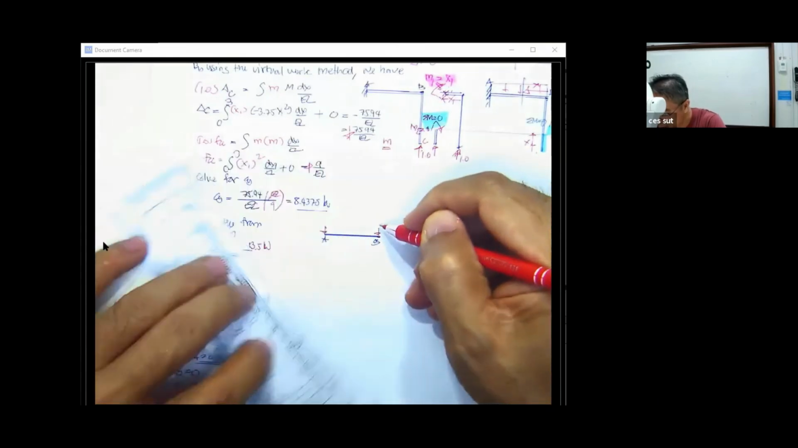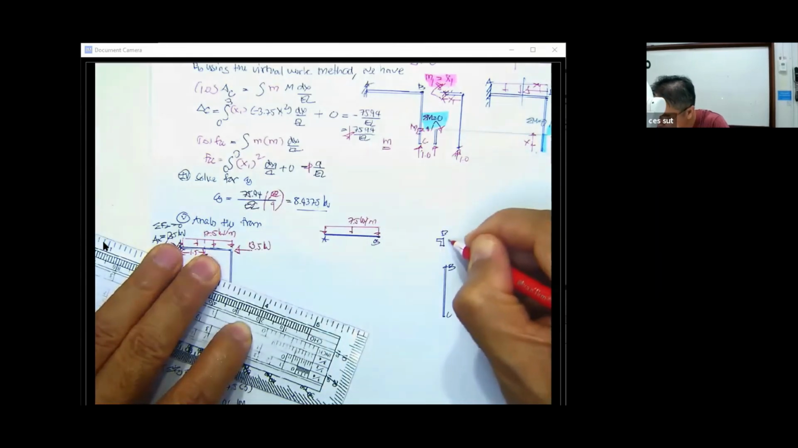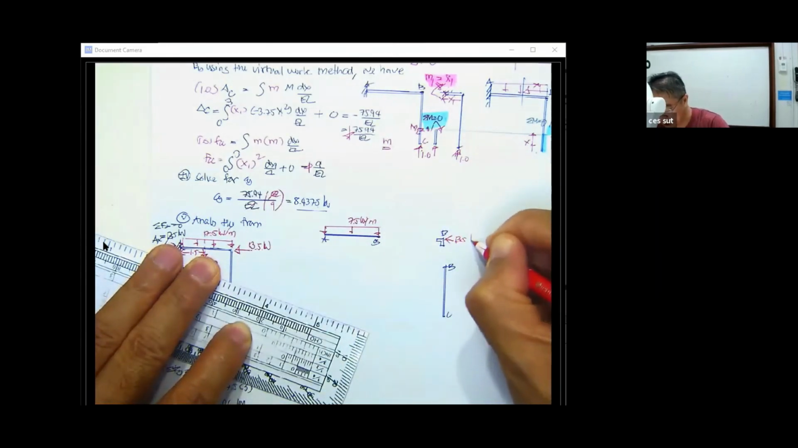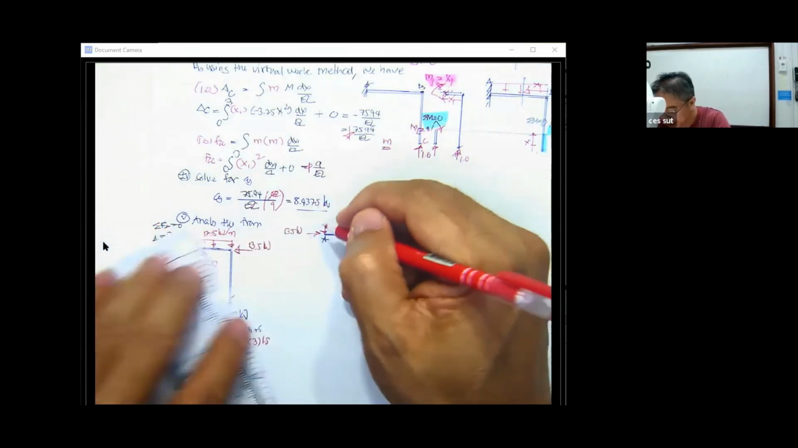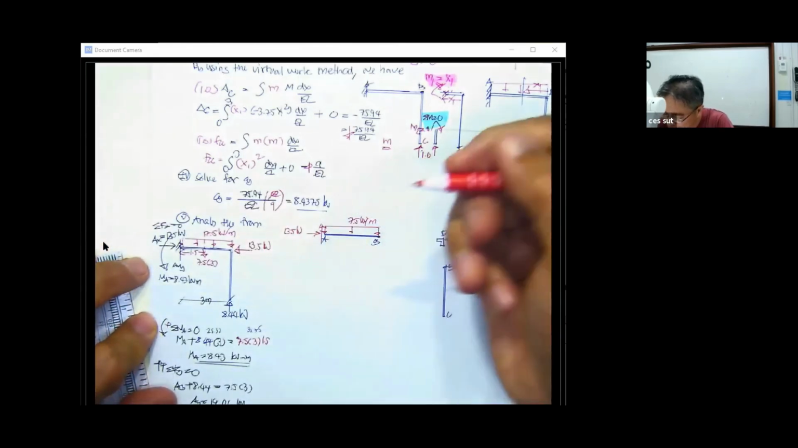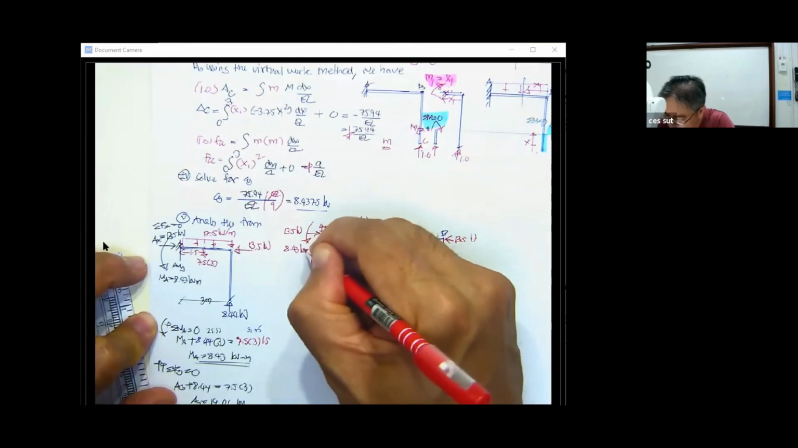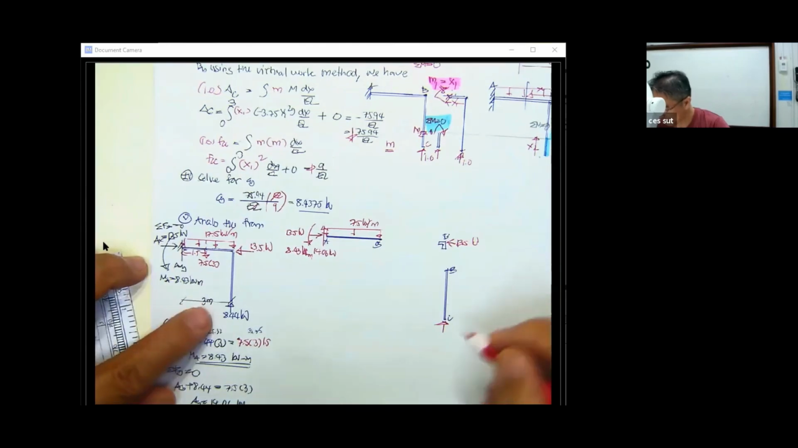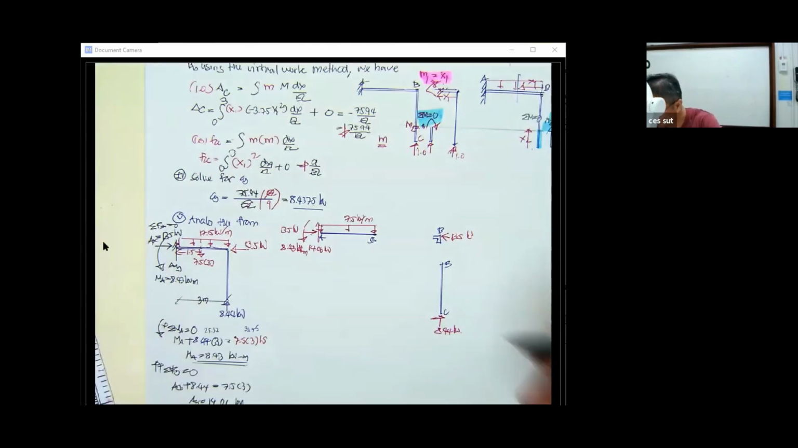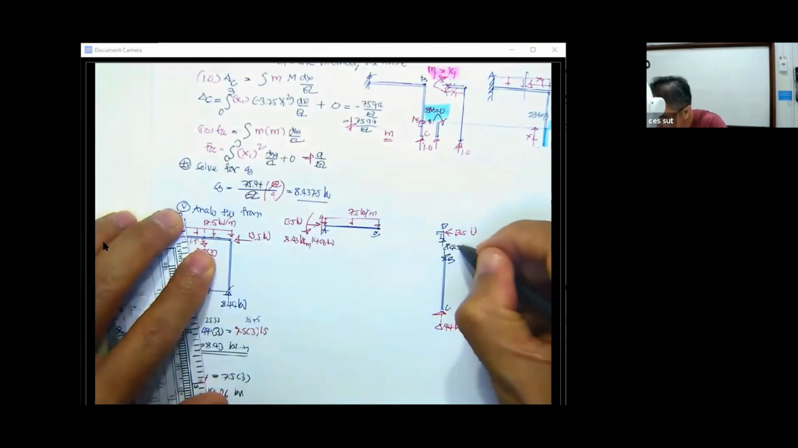We separate this and draw the shear diagram and moment diagram. We have 13.5 kilonewton, and 13.5 kilonewton, and 14.06 kilonewton, and 8.44 kilonewton meter, and we also have 8.44 kilonewton. And then if you balance this, you will get this one, and this one is going to be 8.44.